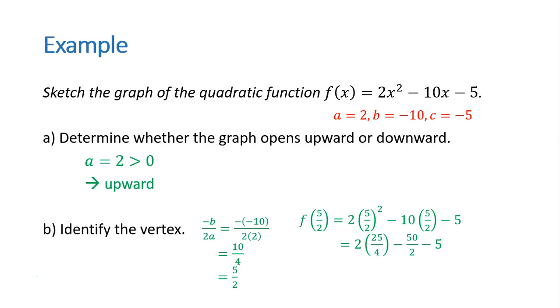So let's summarize all this in one line. So we now have 25 over 2. Remember the 2 and the 4 canceled, leaving you a denominator of 2. We have the 50 over 2, and 5 is rewritten as 10 over 2. So now that all three terms have the same denominator, we just combine the numerators together. So 25 minus 50 is negative 25. Negative 25 minus 10 is going to be negative 35. So negative 35 over 2 is going to be our vertex y-coordinate. So 5 over 2 and negative 35 over 2.